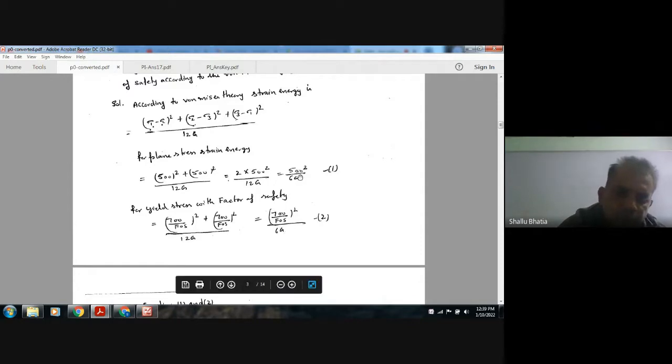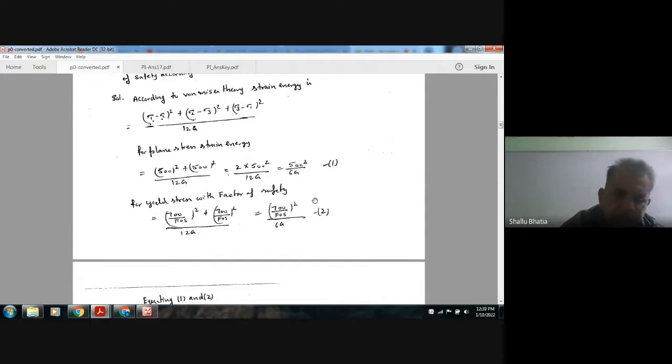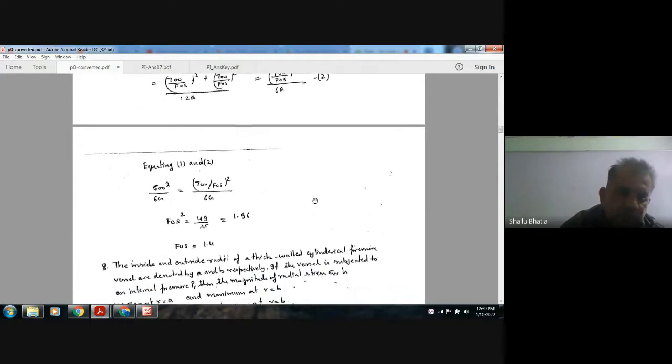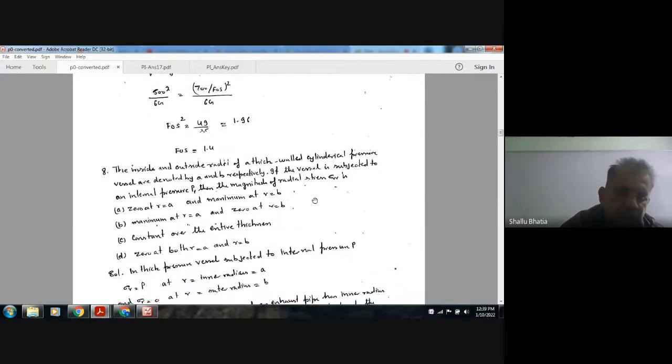Now as the criterion is shear strain energy, equating these two energies we can get the factor of safety. Okay, so the factor of safety is 1.4.